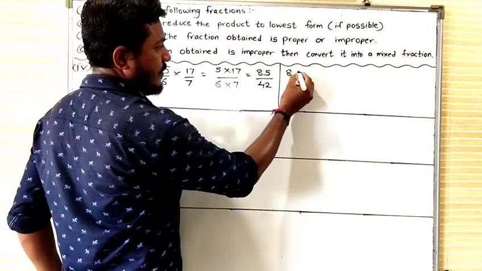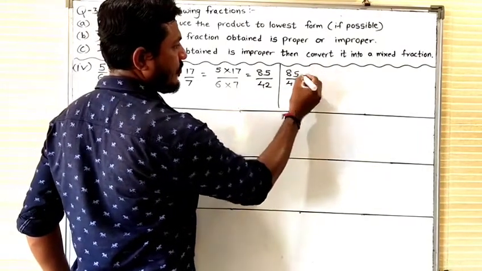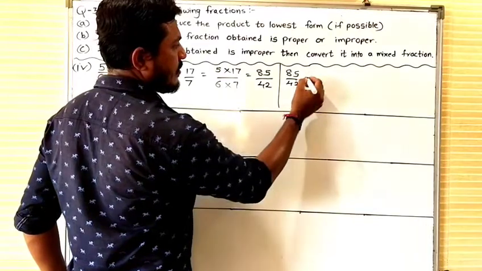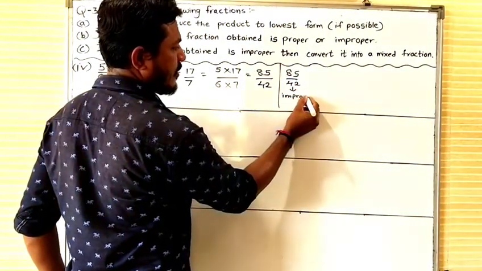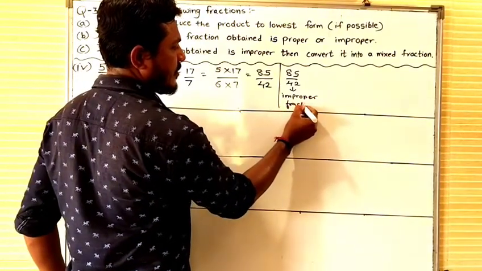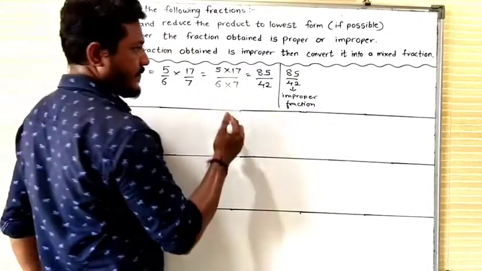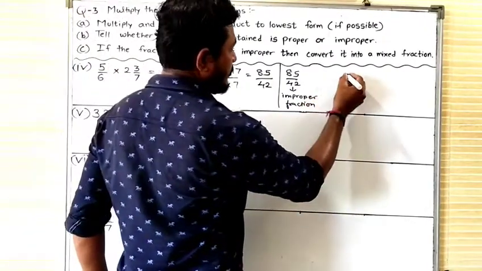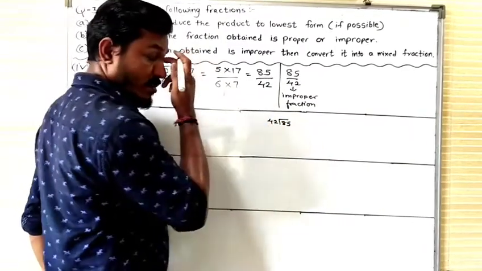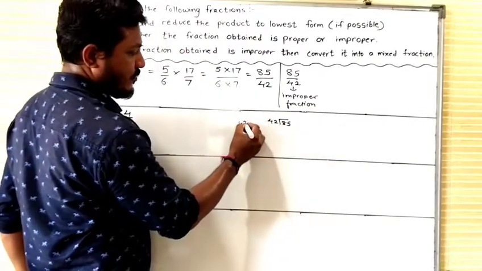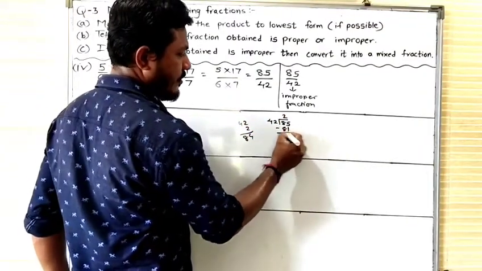Now 85 by 42 is an improper fraction. Now convert this improper into a mixed fraction. Now how to convert? Divide. 85 divided by 42. Now 42 2s are 84. So 42 2s are 84, remainder 1.